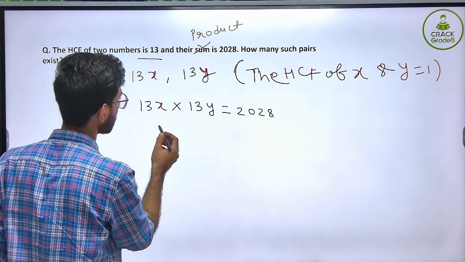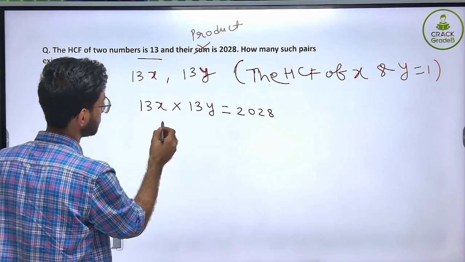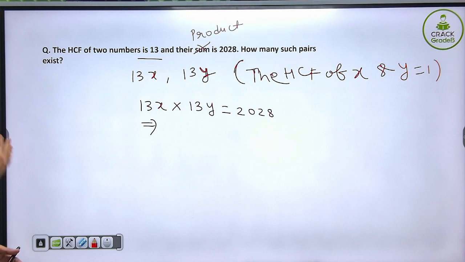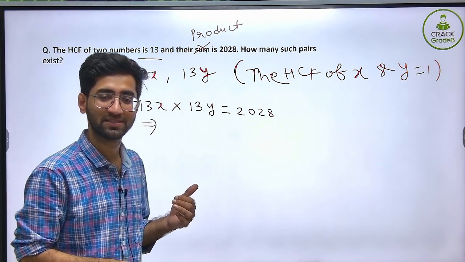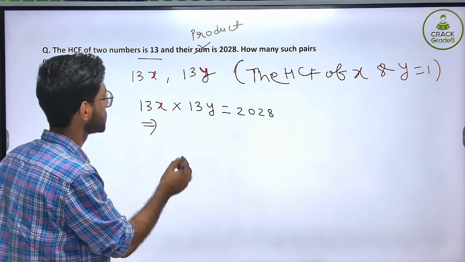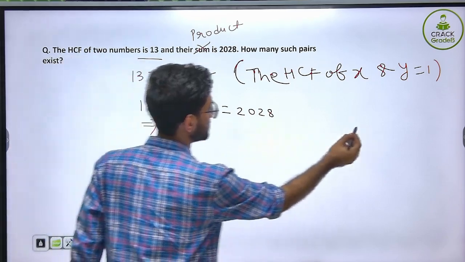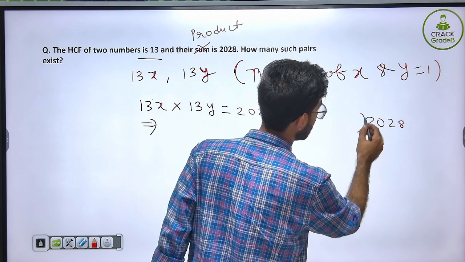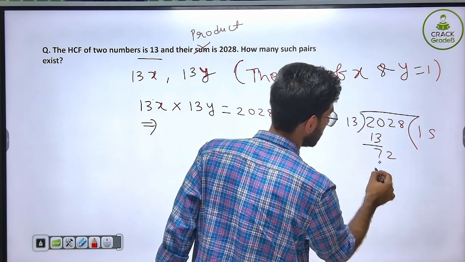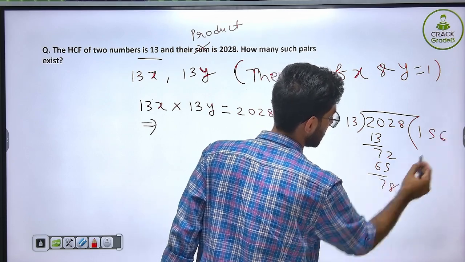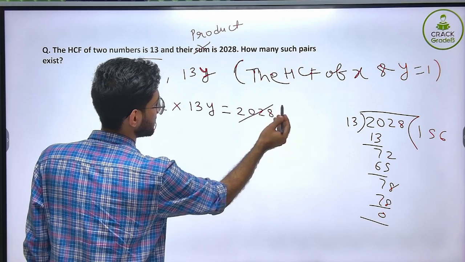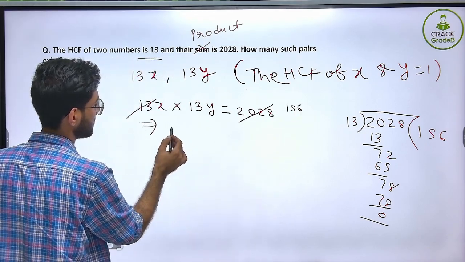Okay. So simply 13x into 13y equal to 2028. Let us solve it together, because sometimes we don't solve the questions completely at home, right? So let us divide 2028 by 13. So 13 into 1 is 13, 13 into 5 is 65, 13 into 6 is, right? So basically you can divide 13 into 156, right?